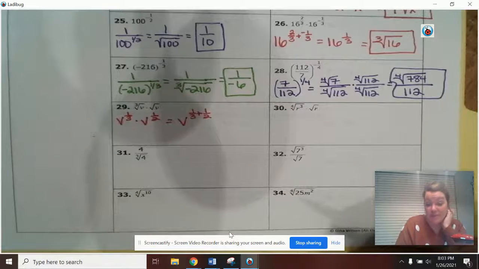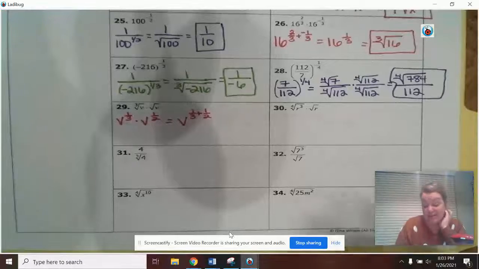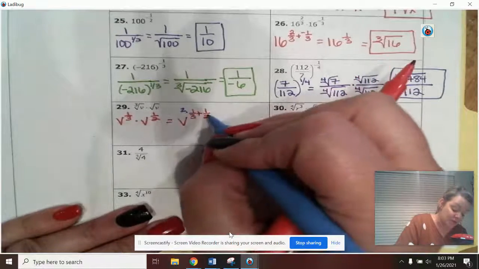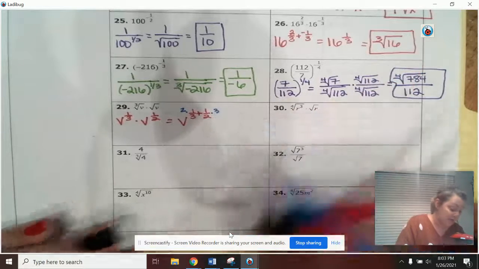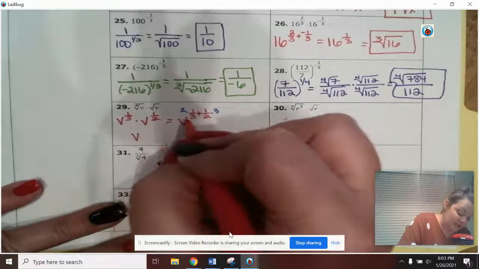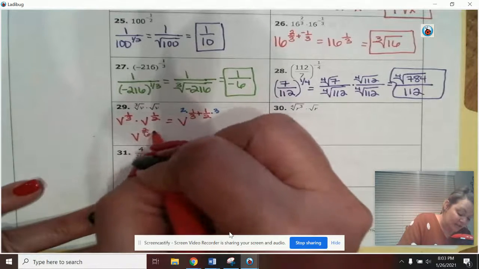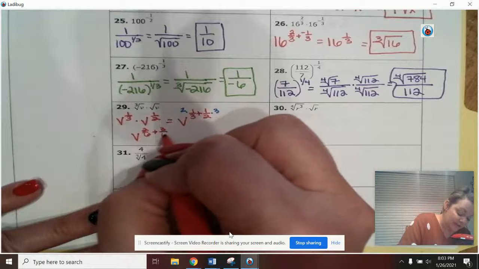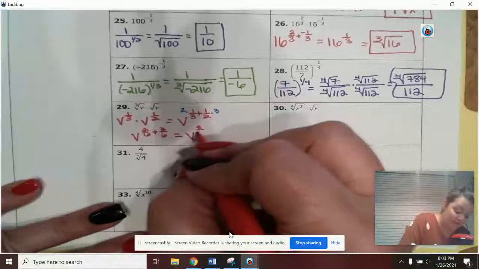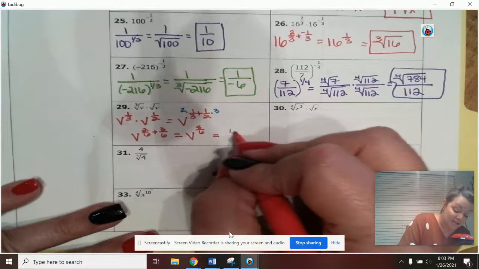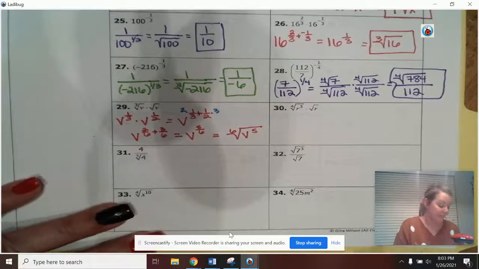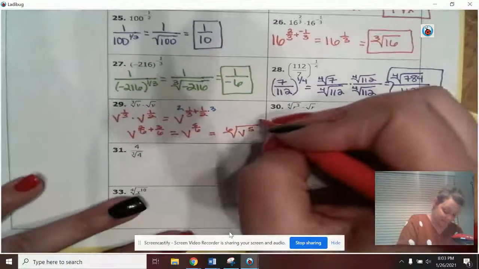If I'm going to add them together, they both need a common denominator. I think I'm going to use 6. So to get this one to be a 6, I need to multiply times 2. To get this one to be a 6, I need to multiply times 3. So that gives me v to the 2/6 plus 3/6. Now I can add them. V to the 2 plus 3 is 5/6, which is the sixth root of v to the 5th. And I can leave it just like that.